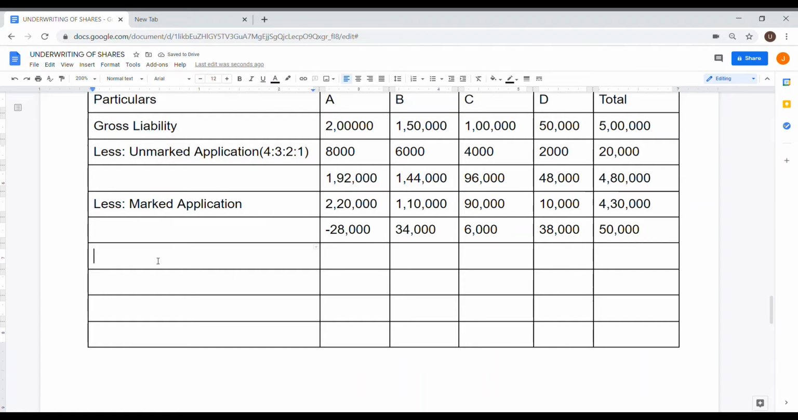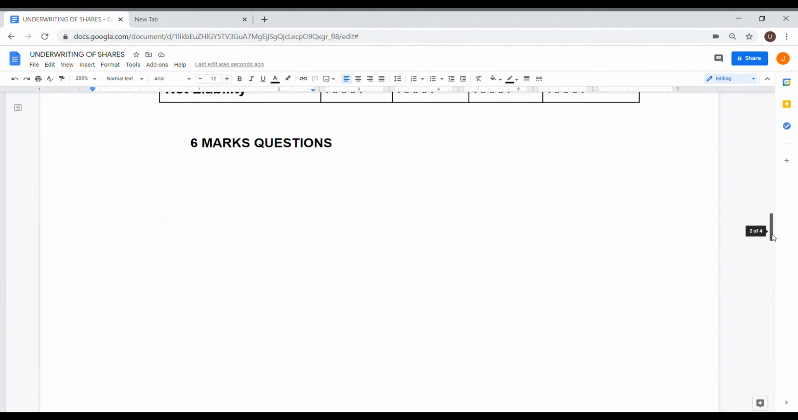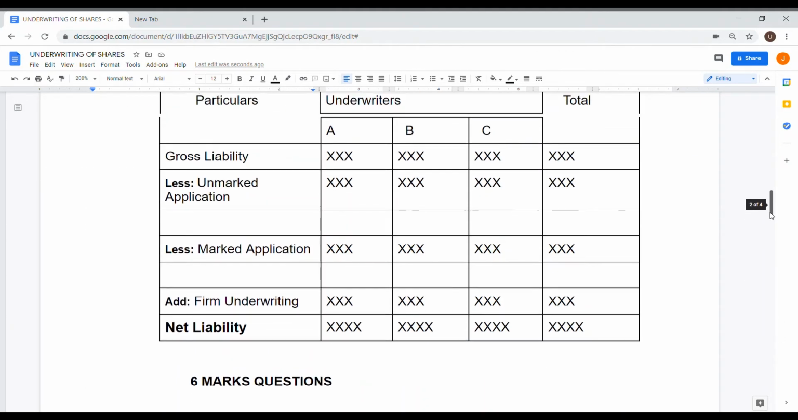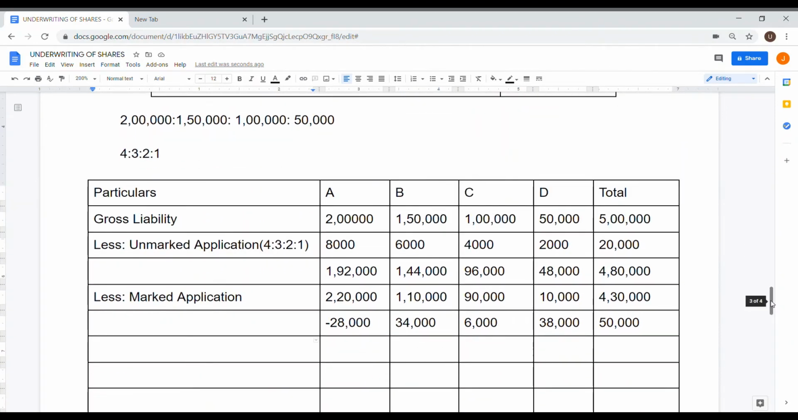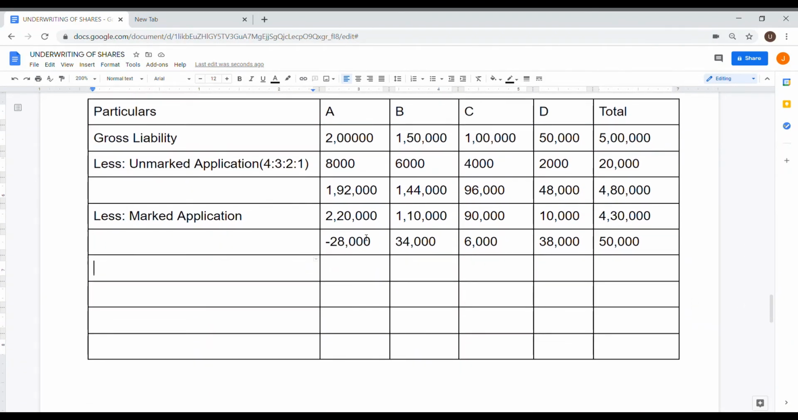Next, according to the format that you have seen, we have to add firm underwriting, but they have not given any information about the firm underwriting, so we are just gonna ignore it. And one more thing you have to understand is, for A you have minus 28,000, that is negative. This is because the marked application is more when compared to A's underwritten shares. So A has only underwritten 2 lakh shares, and it has marked for 2,20,000 shares. So that's why we are getting a negative of minus 28,000.